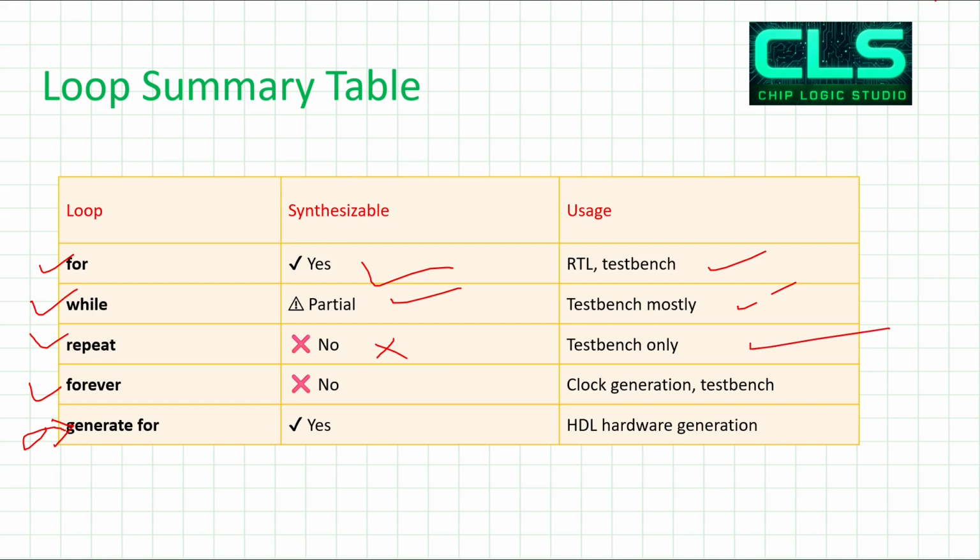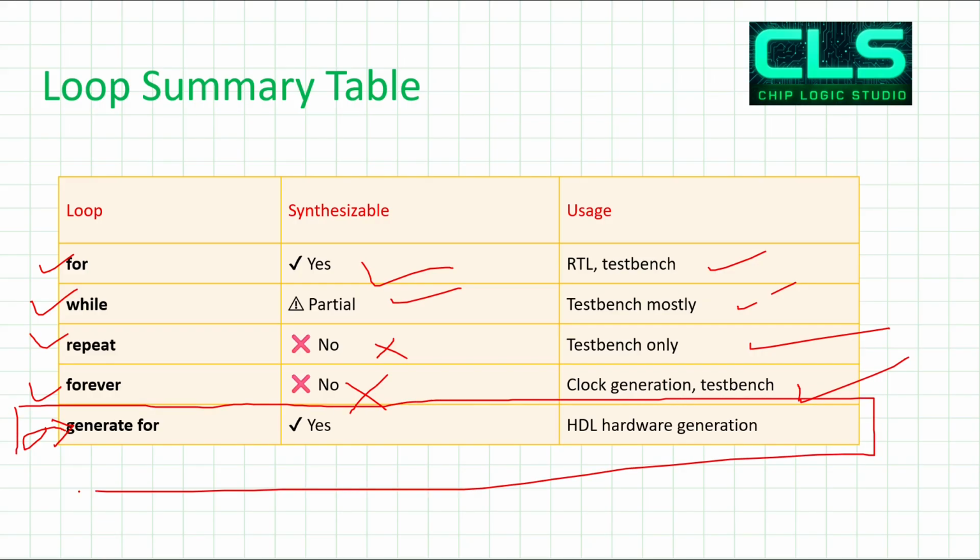And forever as well. I know I said earlier that hardware runs forever, but the always block is there for running forever. This loop is not used in the synthesizable part. So the forever loop is not synthesizable. Clock generation is mostly in the test bench. The generate block is more a block than a loop, and it is used for creating hardware.